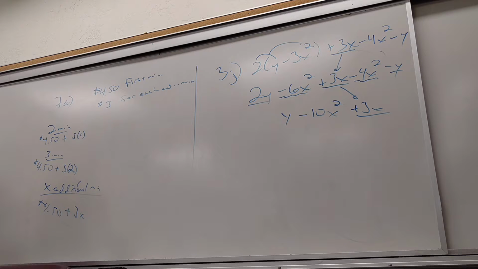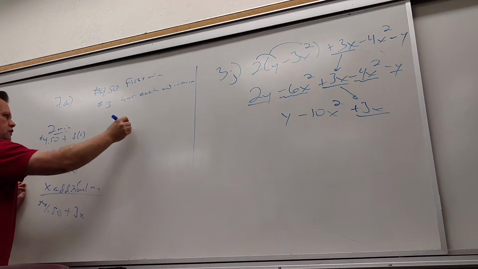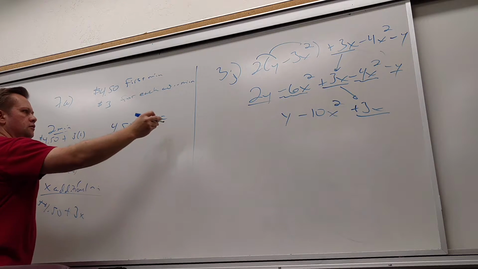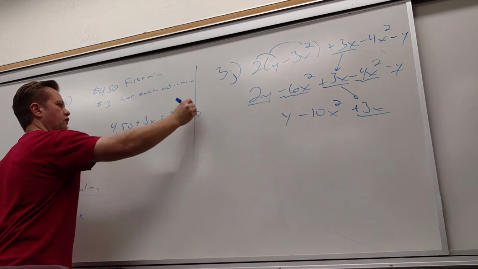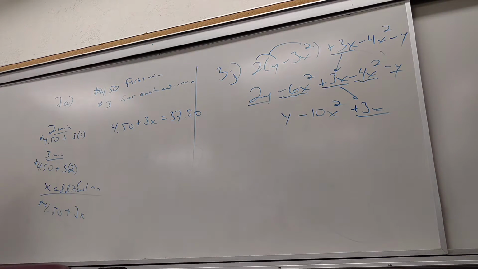Why do you have to do that? Because it's in the title of the class. It's algebra class. So I'd say 450 plus 3x equals 3750. I want to use all my money. I want to know how long I can talk to these people. So everything you just did will happen to solve this equation.